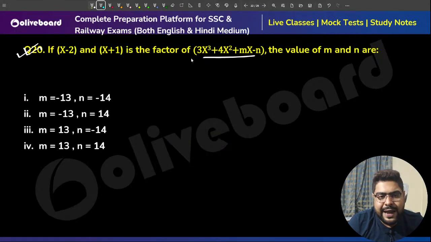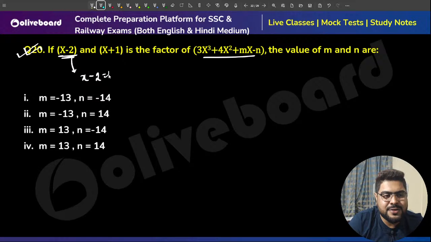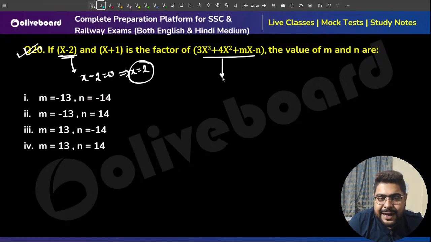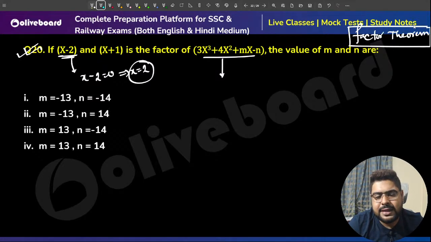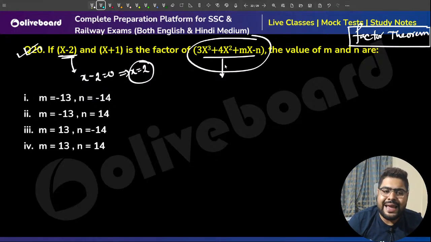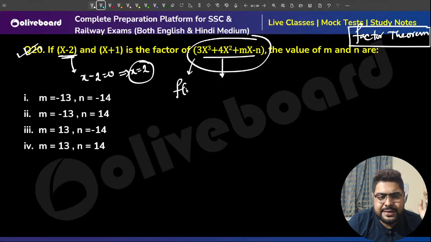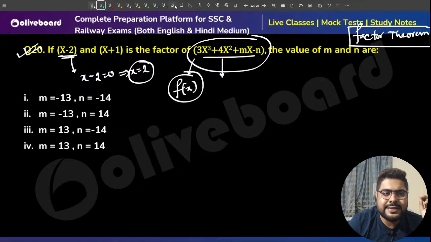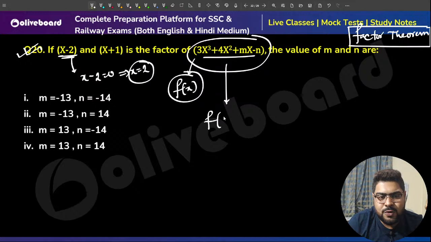Sir, it is a factor. So again, whatever is a factor, you put that equal to 0. That means x is 2, sir. Factor theorem comes from the remainder theorem. If you use the factor theorem, it says if you put the value of x in f(x), that f of this value will be 0. That means f of 2 will be 0.